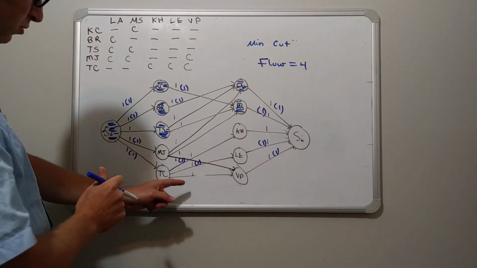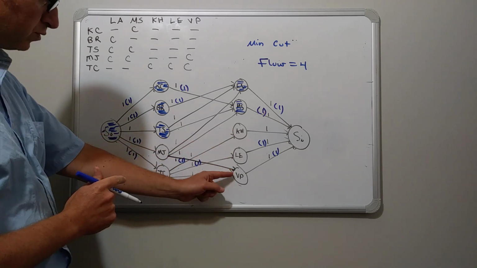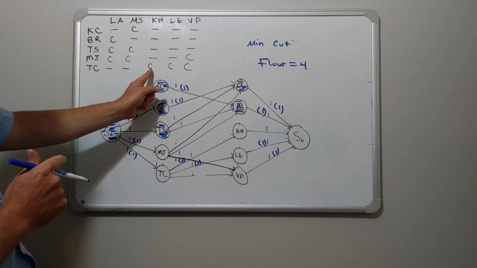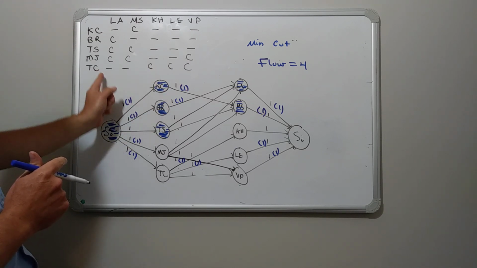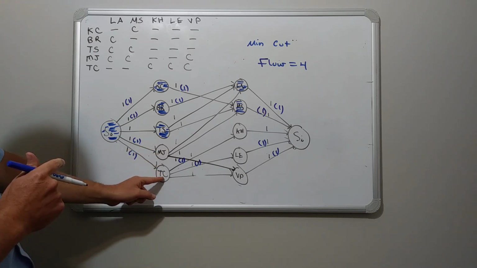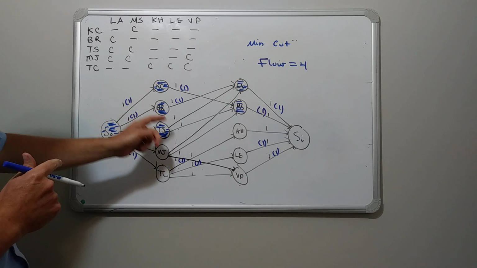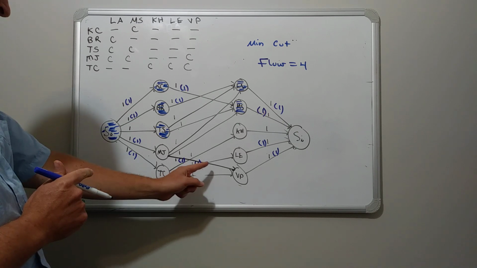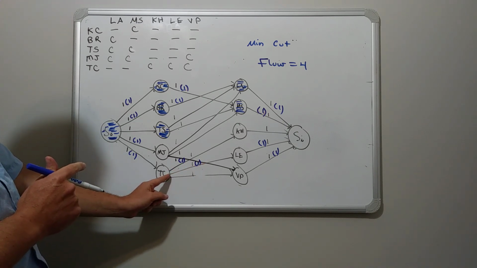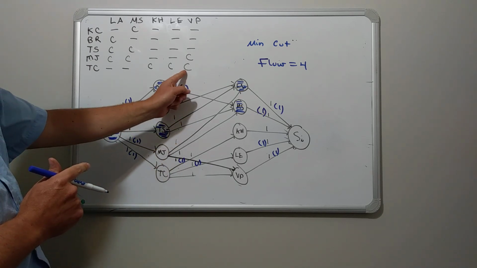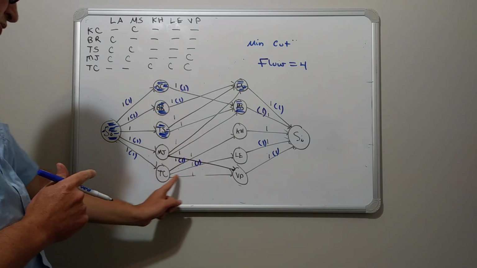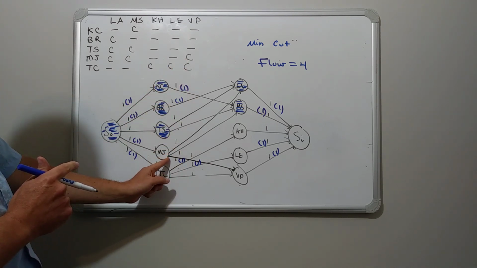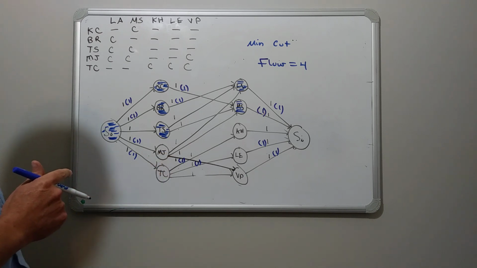And let's just double check that there's no way to reach KH, LE, and VP. So TC, the only way to get to KH is from TC, and TC is not reachable. The only way to get to LE is from TC, and that's not reachable. VP, the only way to get to VP is from TC or MJ, but MJ is not reachable either.